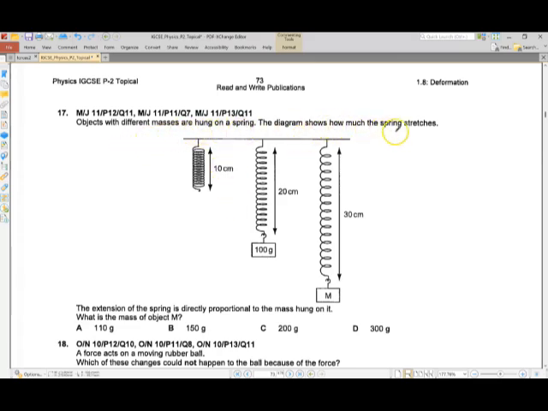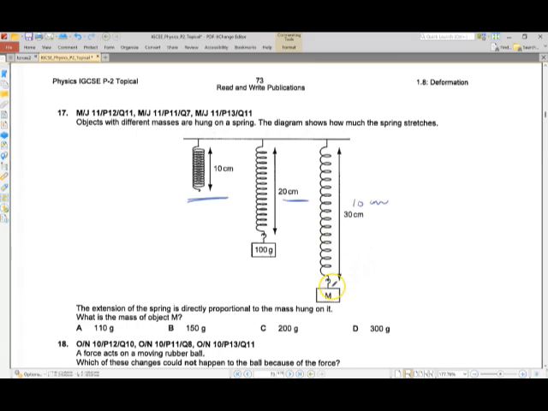The diagram shows how much the spring stretches. So this is the unstretched, natural length, 10 centimeters, and this is when 100 grams is suspended, so it becomes double. So when there is another extension of 10 centimeters, as we can see over here, okay?